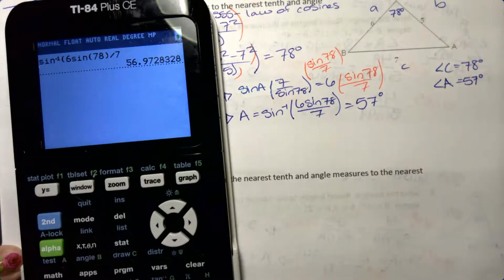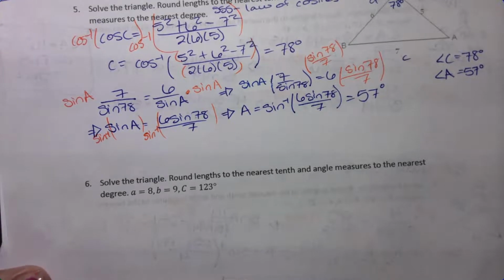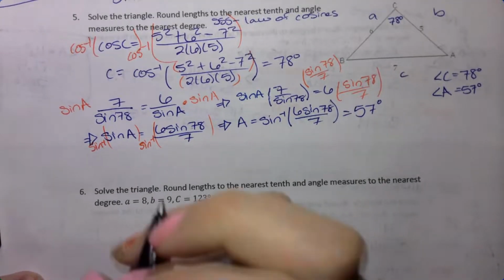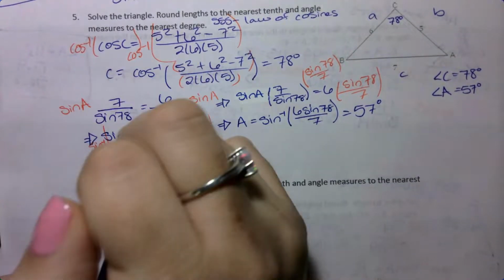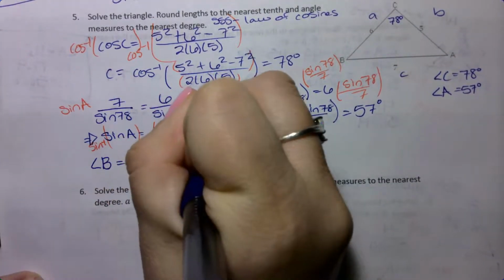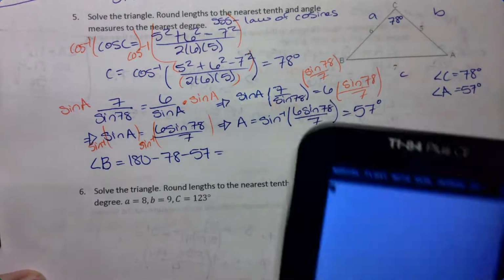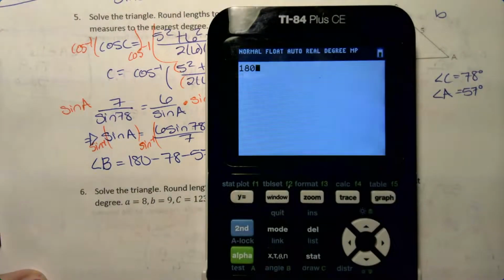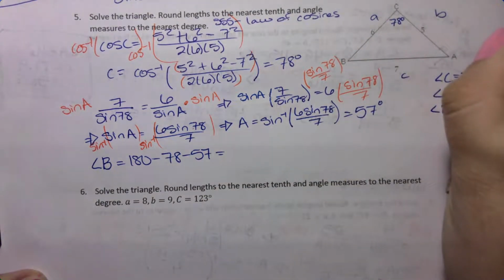Now that I have two of my three angles on my triangle, I can go ahead and just subtract from 180 to get the third. So I have 180 minus 78 minus 57. I can type this on my calculator, which gets me 45 degrees from my remaining angle.